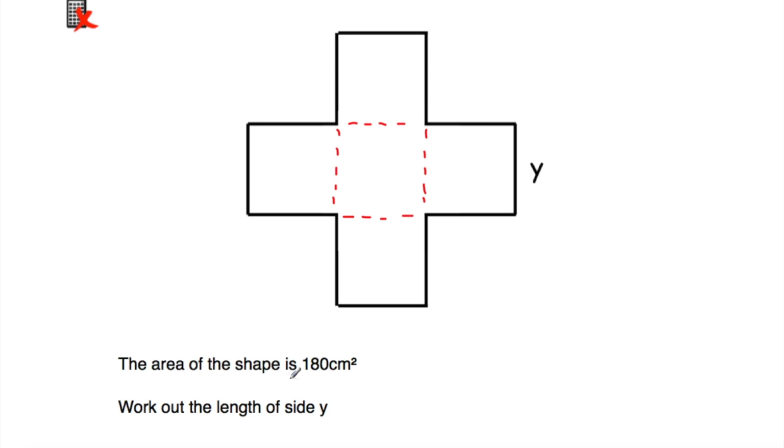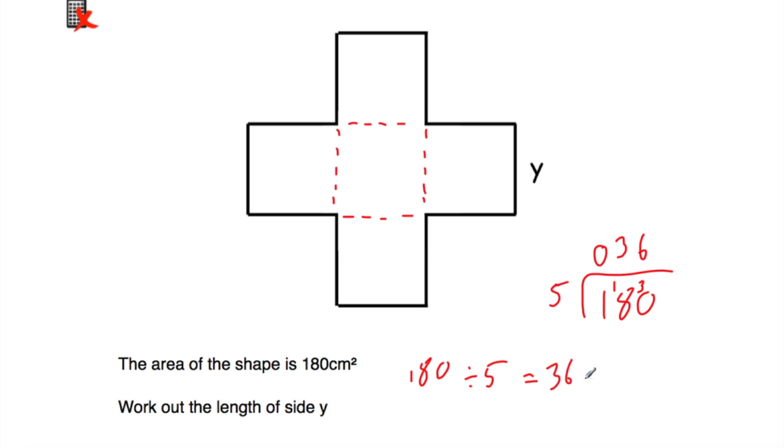Now if we have a look here, the whole shape has an area of 180 centimeters squared. Now because there's 5 identical squares, if we divide that by 5, that'll tell us the area of each one of the squares. So we're going to do 180 divided by 5. So let's do our bus shelter method, because it's a non-calculator question. How many 5s go into 1? 0, remainder 1. How many 5s go into 18? That'll be 3. 3 5s is 15, remainder 3. And how many go into 30? That's going to be 6. So that means that each square has got an area of 36 centimeters squared.